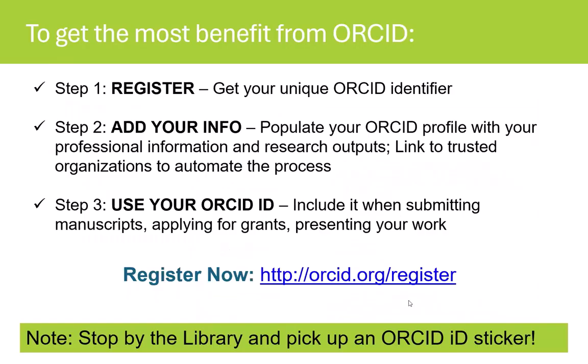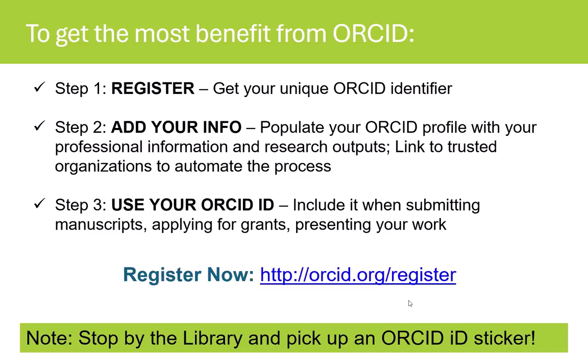Okay, so just to review, first step, register. Get your ORCID identifier. If you're a student and you don't have one yet, this is your time. If you have more than one, start to look at them, pick out which one you want to use as your main one, and start the process of consolidating it. Again, you can do that on your own. You're welcome to reach out to the library.